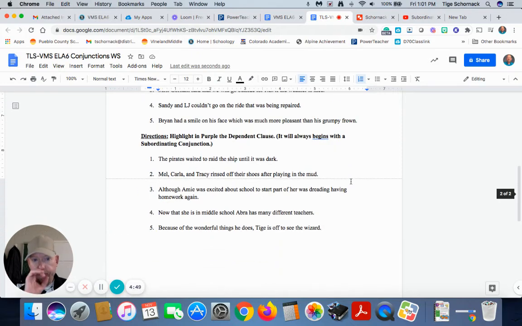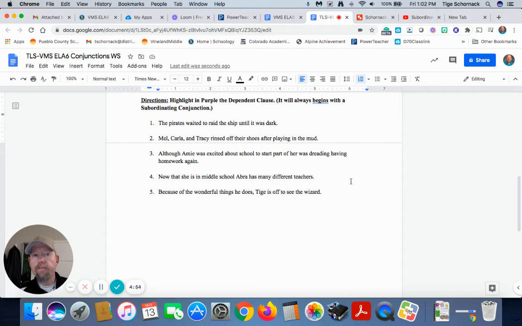Finally, in the third part, you're going to highlight in purple the dependent clause. It will always begin with a subordinating conjunction. So you're going to do the whole clause. So again, what we have to find first is the dependent clause in the sentence. So when we read number 1, the pirates waited to raid the ship until it was dark.